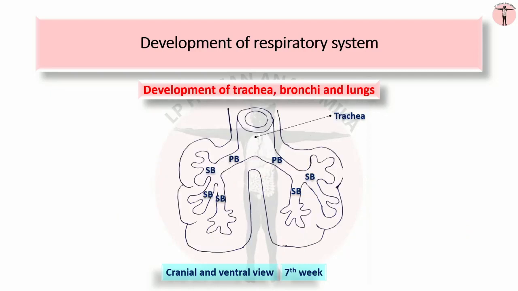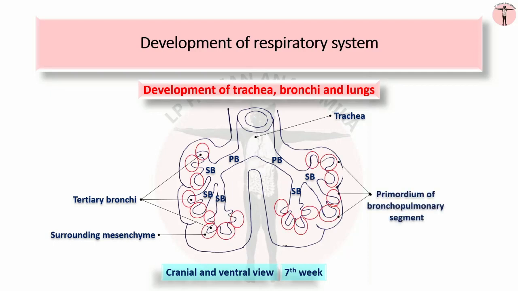During further development, in the 7th week, the secondary bronchi divide repeatedly in a progressive branching, forming 10 tertiary or segmental bronchi in the right lung and 8 to 10 in the left. As this development occurs, the surrounding mesenchyme also divides. Each segmental bronchus, with its surrounding mass of mesenchyme, forms the primordium of a bronchopulmonary segment.